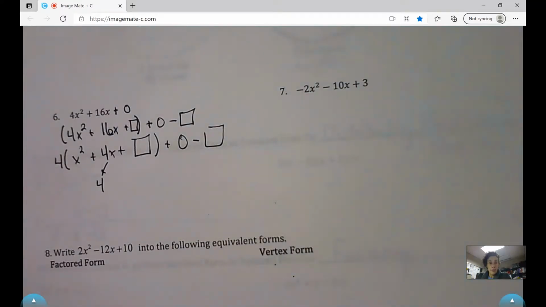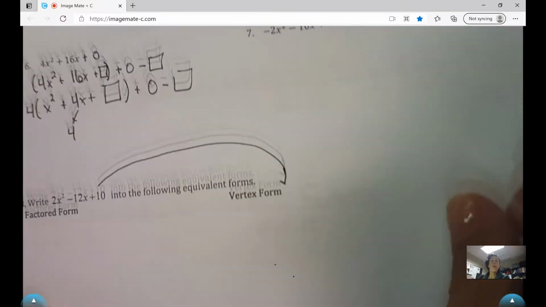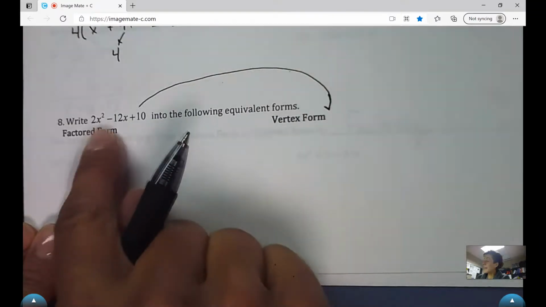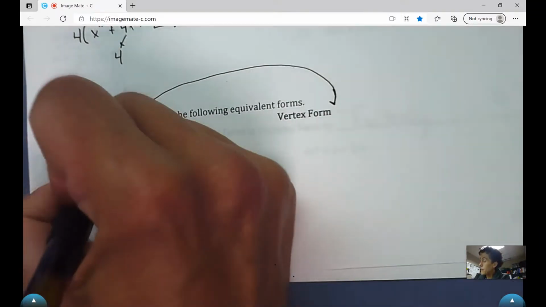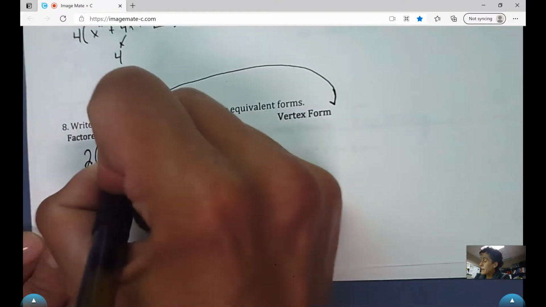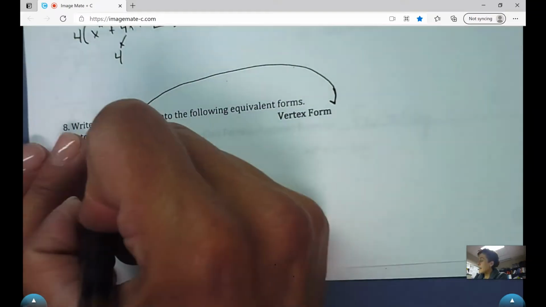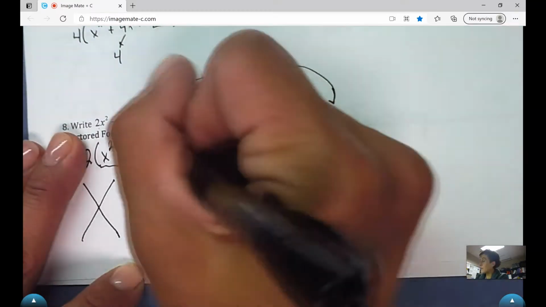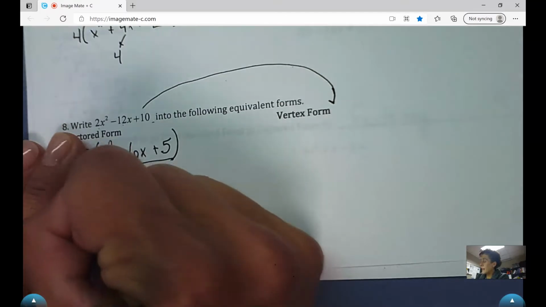The final thing you're going to do is on number 8, you're going to get this into vertex form, so this whole thing of completing the square. But then the other thing you're going to do here is get this into factored form. And the first step of factoring is you will be pulling out that GCF of a 2. So that will leave you with this. And then this is what we're going to factor. So covering up that 2, we're going to find factors of 5 that get you to -6.